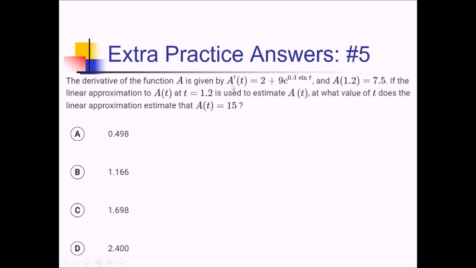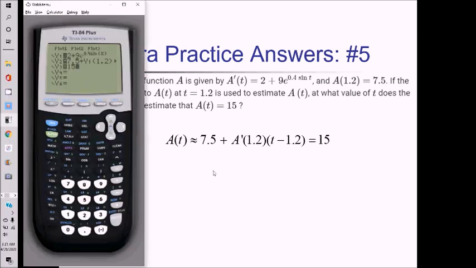We can say a of t in general is approximately equal to a of 1.2, which is 7.5, plus the derivative of a at 1.2 times t minus 1.2. So this is just a general formula for finding the approximation for a at any time. But now we want this to specifically equal 15. And this is a calculator problem, so we're just going to set this stuff equal to 15 on our calculator. So let me show you how I did this on my calculator.